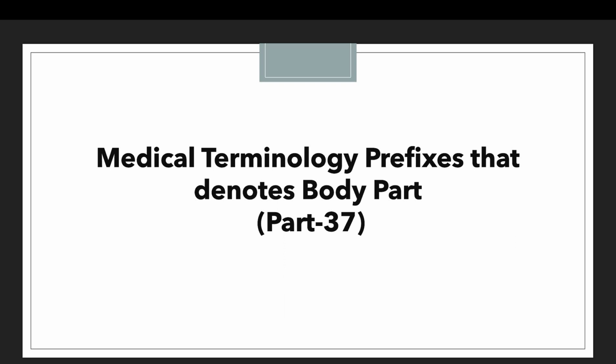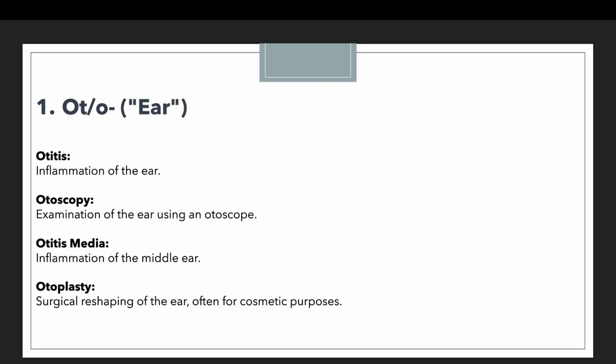Okay, so let's start with the first one. The first prefix is ot or oto, auto. This prefix is mainly used to denote information related to the ear. Whenever there is a discussion related to the ear, or whenever you want to showcase something as the ear, in that case we will use the prefix ot or oto.